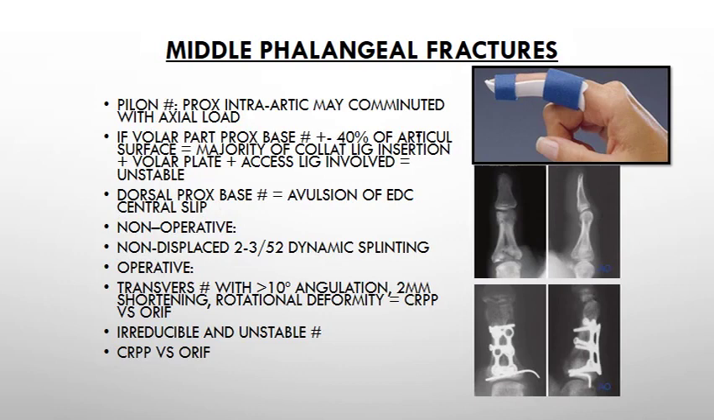Still looking at the middle phalangeal fractures, a specific type of fracture is the pilon fracture. It's a proximal intra-articular fracture and may be comminuted with an axial load. If it incorporates the volar part of the proximal base where the fracture is, and it includes 40% of the articular surface, then the majority of the collateral ligament insertions, the volar plate and the accessory ligaments are also involved, and this is an inherently unstable fracture.